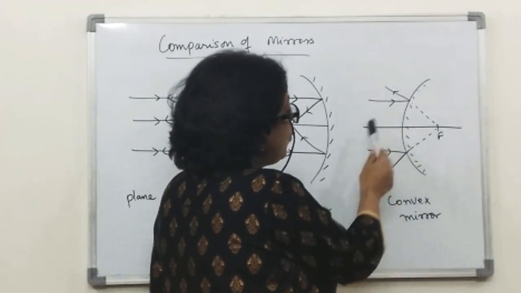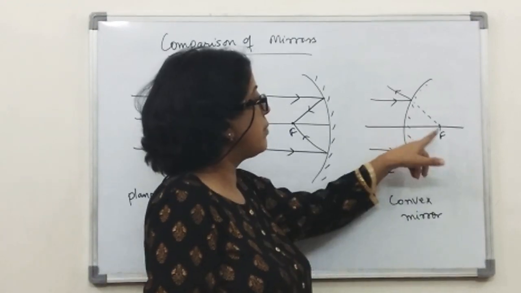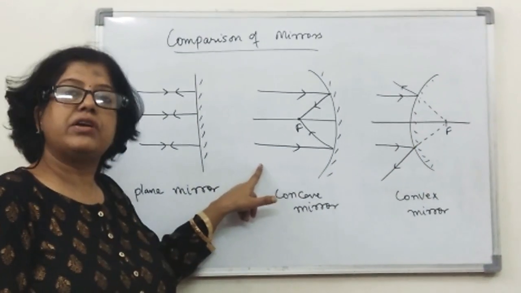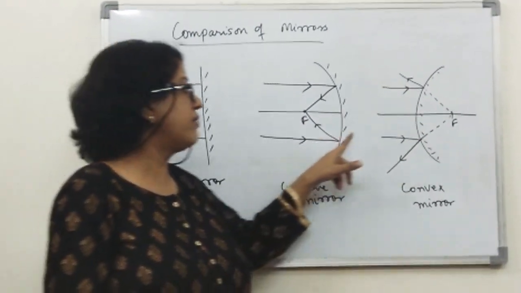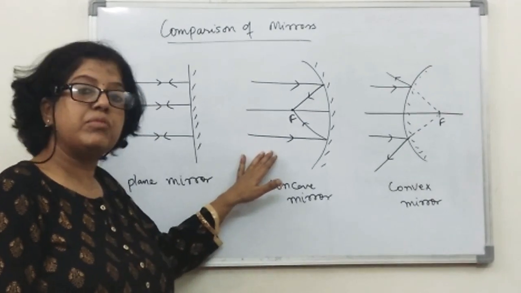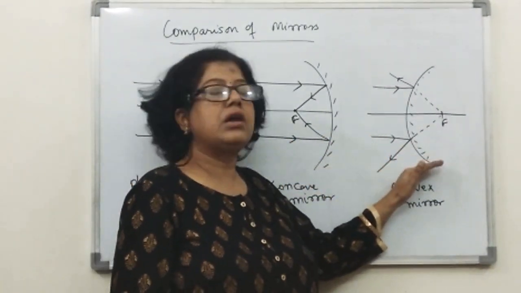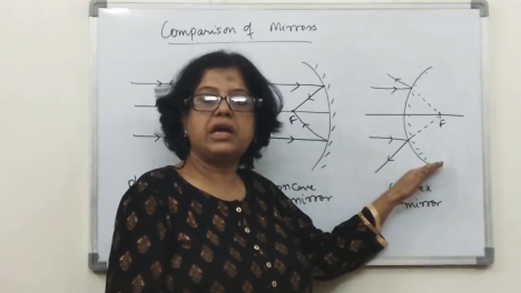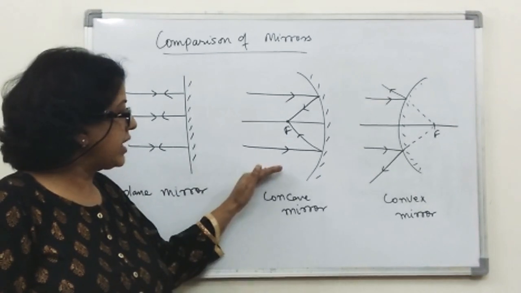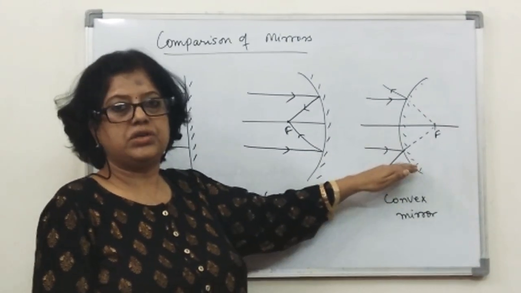And when parallel rays fall on a convex mirror, the reflected rays get diverged and they just appear to meet at focus. Fine. So a concave mirror, we know, has a real focus, and a convex mirror has a virtual focus. And we can also call a concave mirror a converging mirror, and we call a convex mirror a diverging mirror. It is very clear from the diagrams why a concave mirror is called a converging mirror and why a convex mirror is called a diverging mirror.